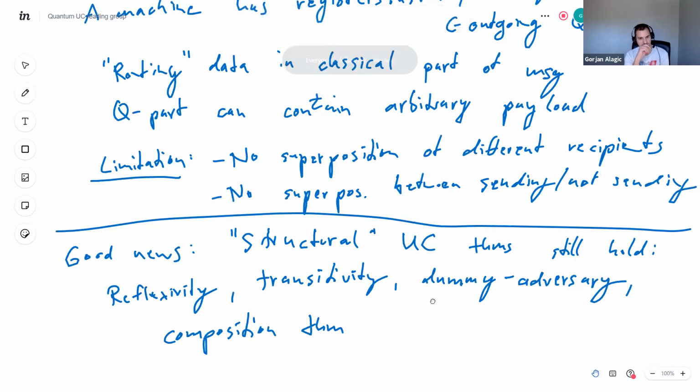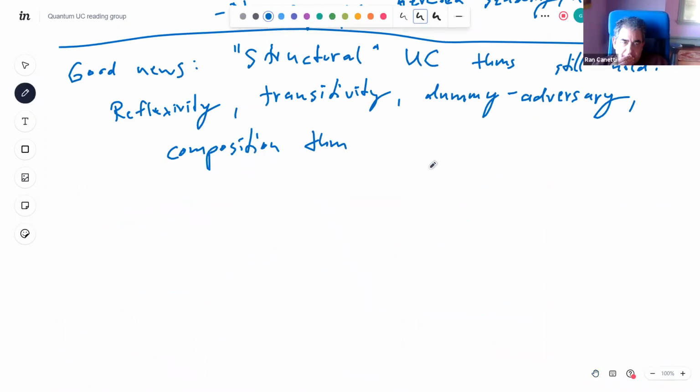So, it's not clear to me what the rationale is for that model. You're talking about the model where all the communication is quantum, except for the communication between the adversary and the environment? Exactly. Yeah, it's not clear what this means.